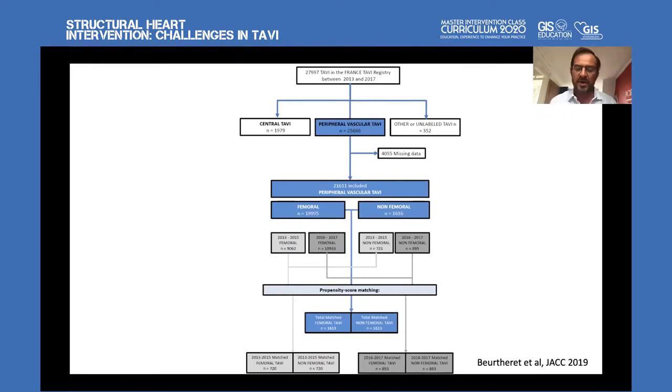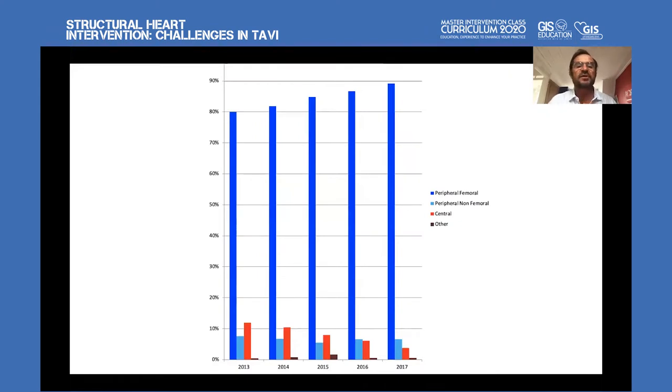So what we see first is that femoral is increasing from 2013 to 2017, and second, that the central, that is the transaortic and transapical, are really decreasing, and the supra-aortic are maintained because there is a reason.